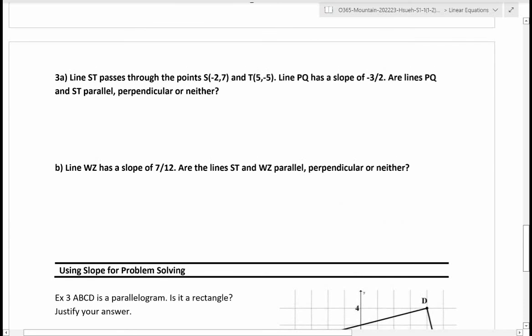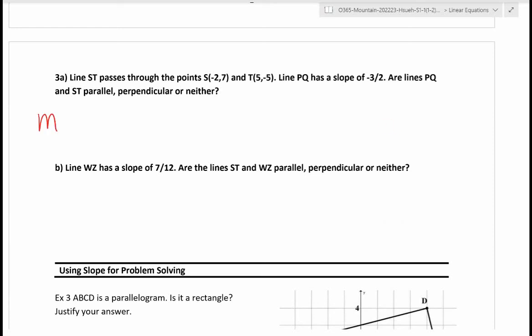Here come some more complicated problems. Line ST passes through the points (-2, 7) and (5, -5). Line PQ has a slope of -3/2. Are these two lines parallel, perpendicular, or neither?